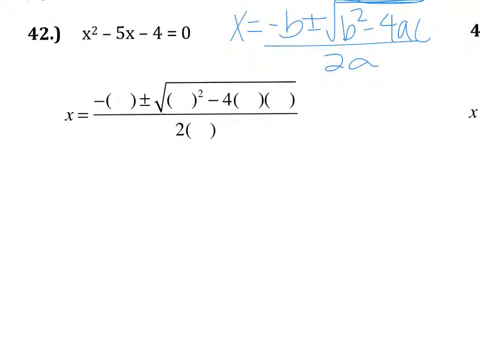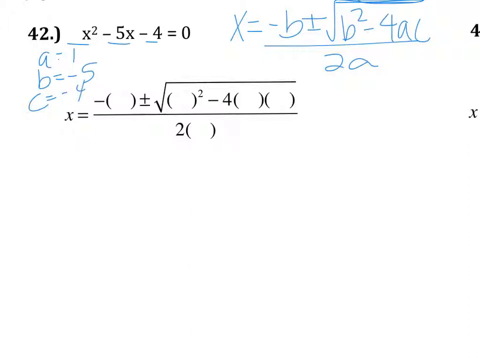All right, in Chapter 10, Part 5, we were talking about the quadratic formula. And we are going to start with problem 42, x squared minus 5x minus 4 equals 0. And we want to make sure that's in standard form, which it is. And now we are going to identify a, b, and c. So looking at my coefficients, a is 1, b is -5, and c is -4.